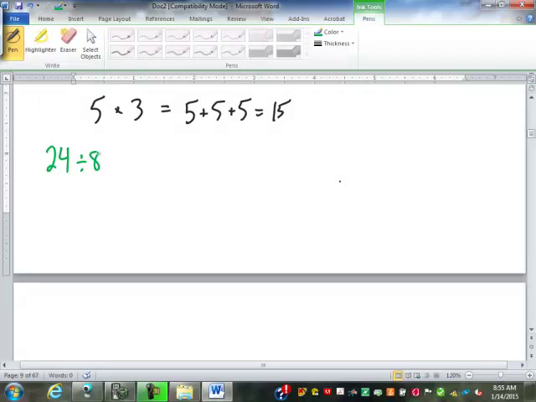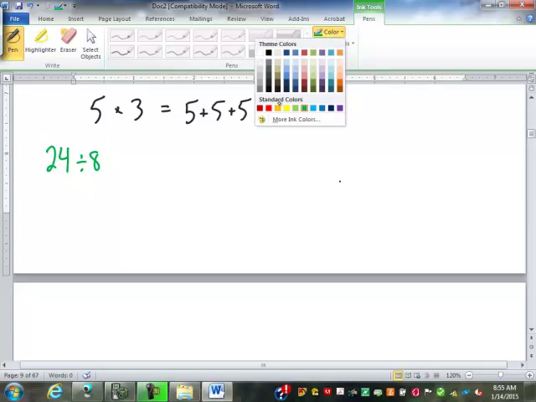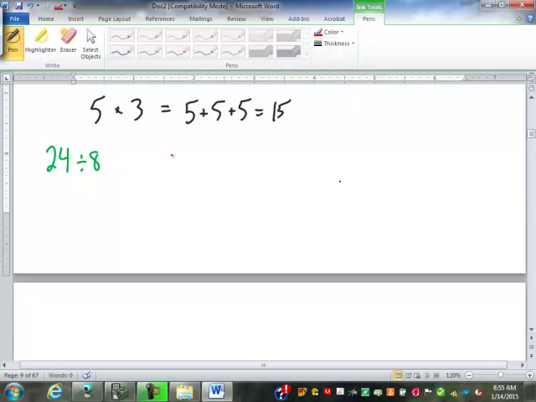Well, if division has such a close link to multiplication, then it would make sense that 24 divided by 8 could be solved by taking 24 and subtracting 8. That's once. Subtract 8 again, that's twice. Subtract 8 one more time and it's 0, that's 3 times. 24 divided by 8 is 3 because we can subtract 8 from 24 3 times. Division is just repeated subtraction.